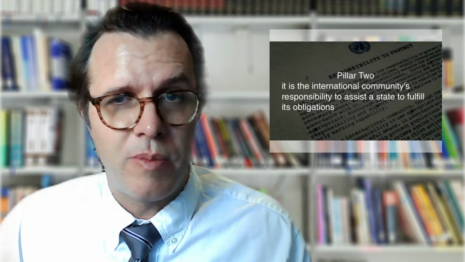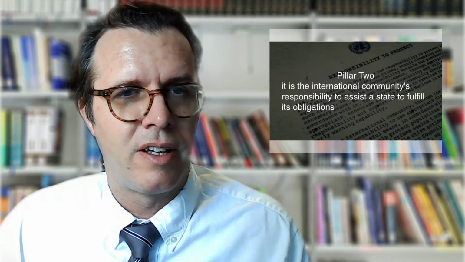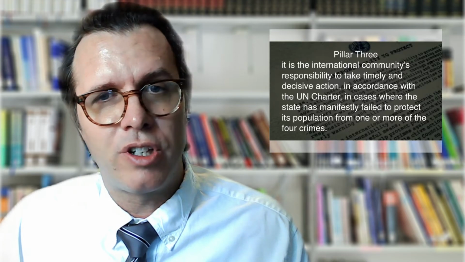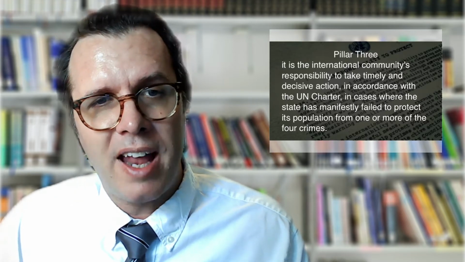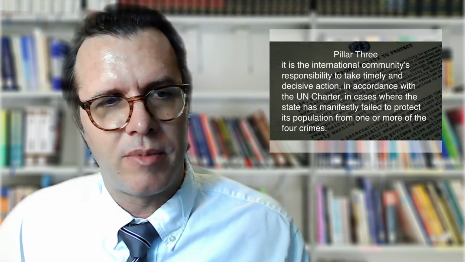It is the international community's responsibility to assist a state to fulfill its obligations. And it is the international community's responsibility to take timely and decisive action in accordance with the Charter in cases where the state has manifestly failed to protect its population from one or more of the 4 crimes. So, as you can see, although primary responsibility for protecting civilians is vested in the state government, the international community is under a legal obligation to take action where a state has failed to protect its population, or where it is the state itself that poses a threat to the domestic population.